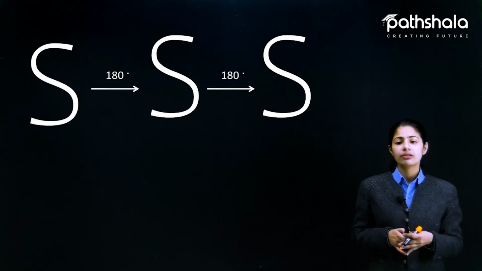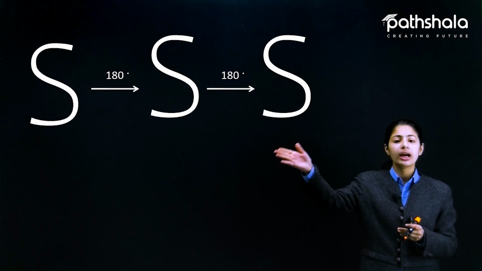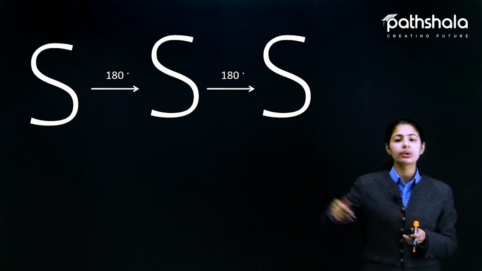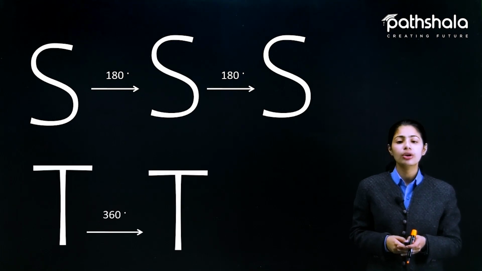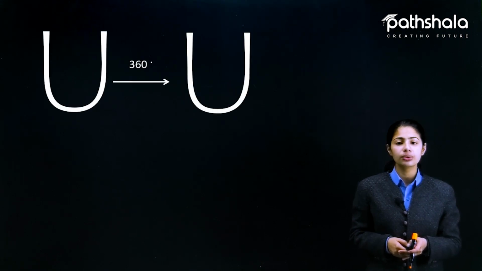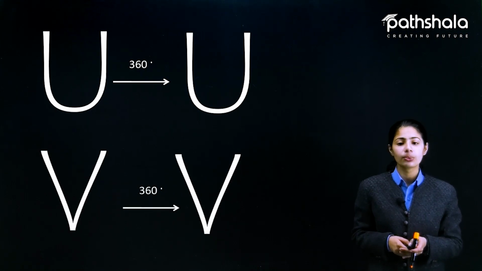For S, first we will rotate it through an angle of 180 degrees. We'll get this shape. Again 180, so we will get that original shape. So for this, the order of rotational symmetry is 2. For T, the order of rotational symmetry is 1 and the angle of rotation is 360 degrees. Next is U, angle of rotation 360 degrees and order of rotational symmetry 1.